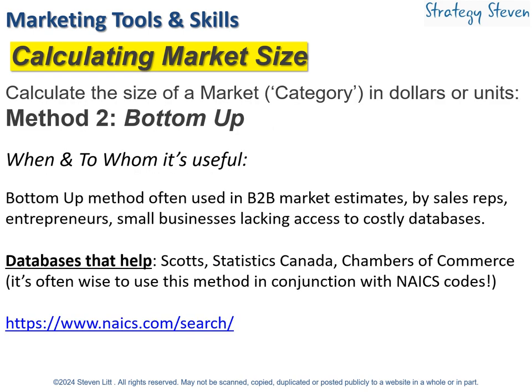The other method of calculating market size is bottom up. This is more typical for business-to-business marketing, for example, working backwards from the Scott's directory of the number of businesses that partake of, let's say, auto services, etc. It's also used by sales reps, entrepreneurs, and the small businesses that don't have the money for big, costly databases. So, that being said, you will still find that Scott's Trade Directory, in conjunction with the NAICS codes, is often very useful in this case. So is Statista, Chambers of Commerce, etc.